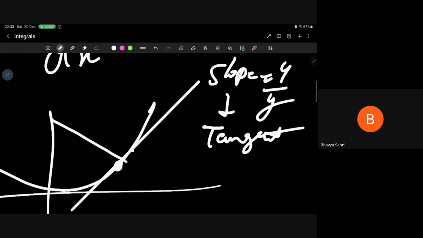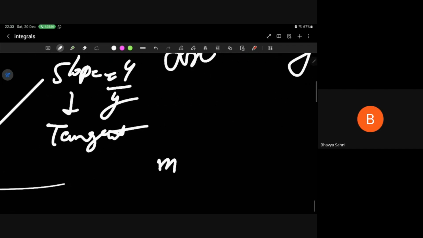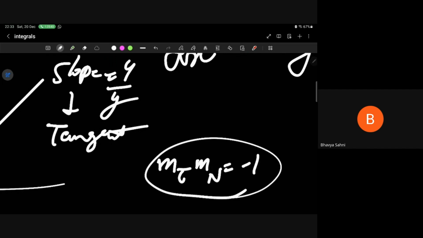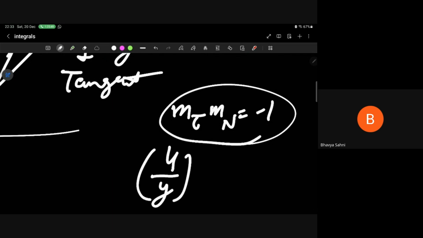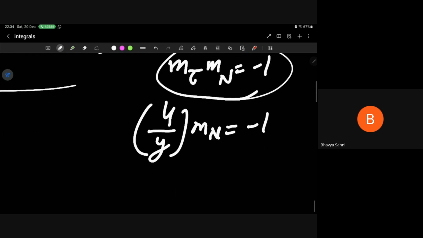So at this point, we have to find the normal. Normal is at an angle of 90 degrees. We also know that the product of the slope of the tangent and the slope of the normal is -1. The slope of the tangent is 4 by y. The slope of the normal will be, we don't know yet, but the product will be -1. The slope of the normal will be nothing but -y upon 4. Correct?